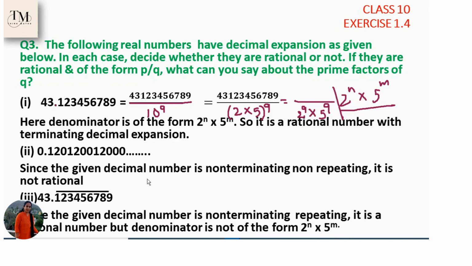So all three are examples for theorems 1.5, 1.6 and 1.7. If it is a rational number and the denominator is of the form 2 power n into 5 power m, then we proved that it has a terminating decimal expansion. Okay. So if the decimal expansion doesn't terminate and doesn't repeat, then the number is not rational. If the decimal number is non-terminating and repeating, we can say that number is rational, but the denominator will not be of the form 2 power n into 5 power m. So we have come to the end of chapter 1.